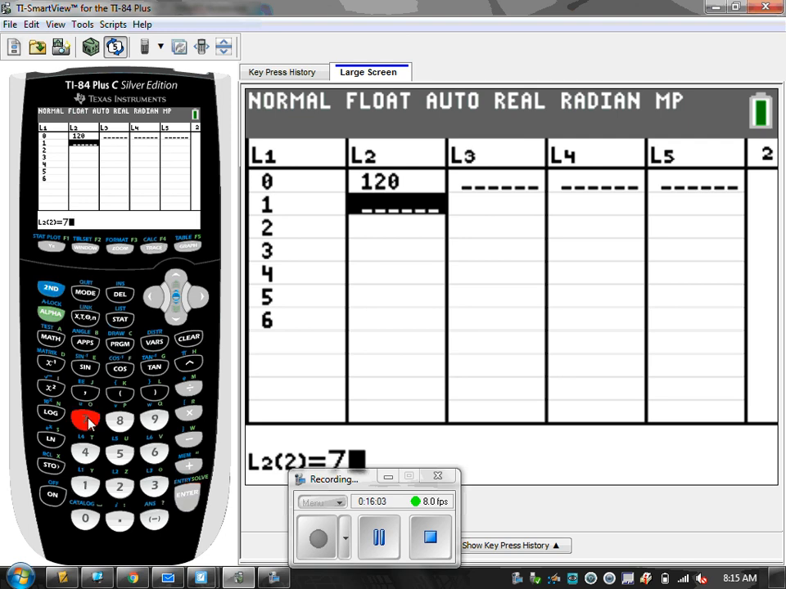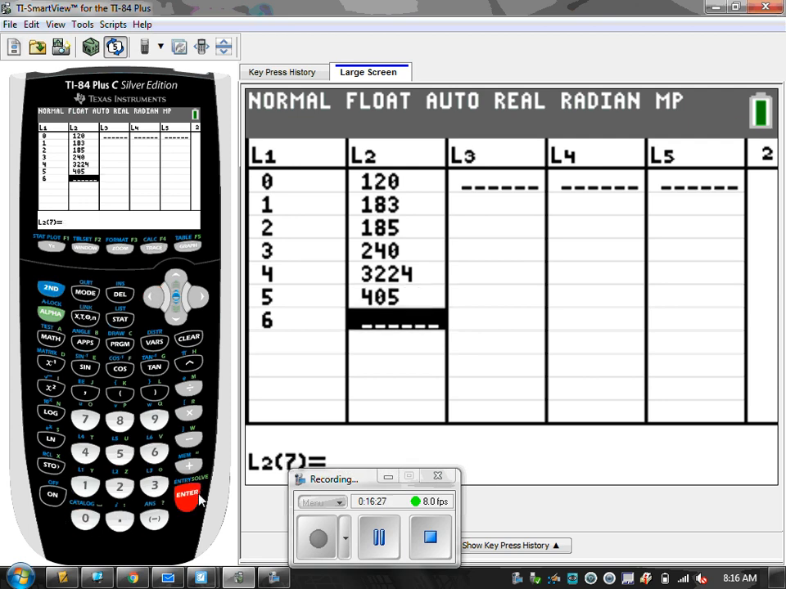183, 185, 240, 324, 405, 499. My lists match up. I have equal amounts in both lists, so I entered everything in correctly.